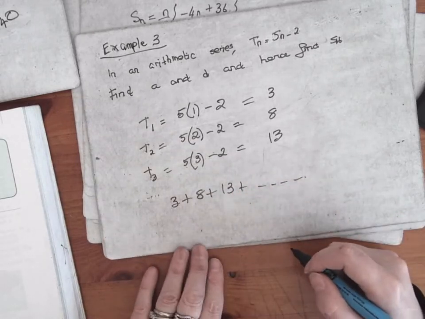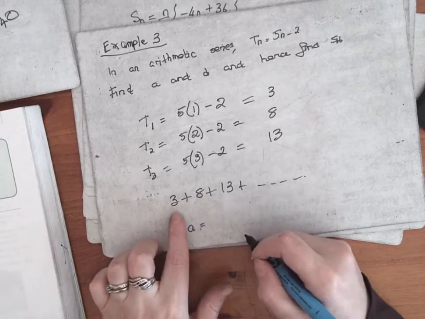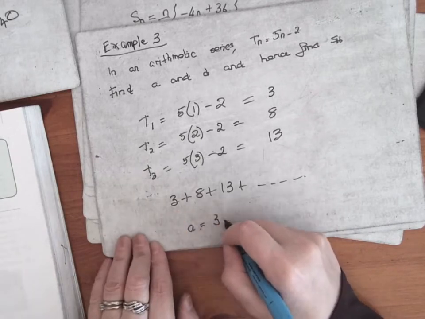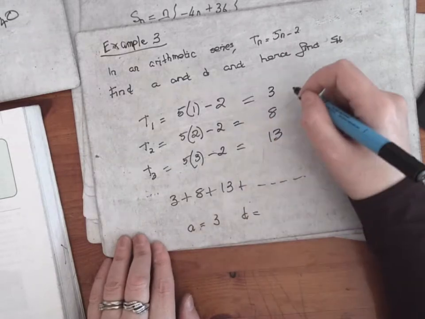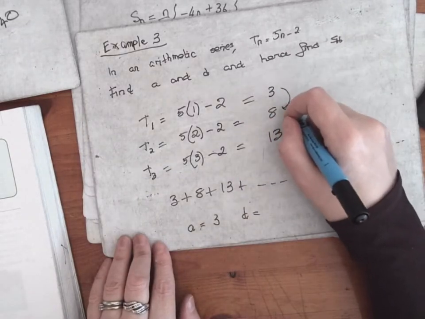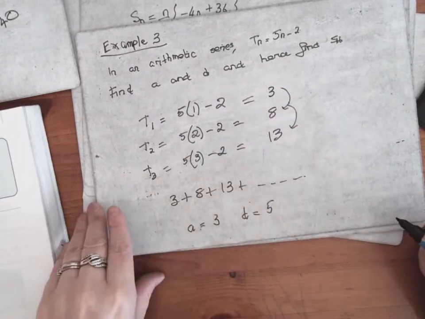Okay, so then A is the first term. A is equal to 3. And D is the common difference. D is equal to what you're adding on every time. So I'm adding on 5. And it's getting bigger, so it's plus 5.